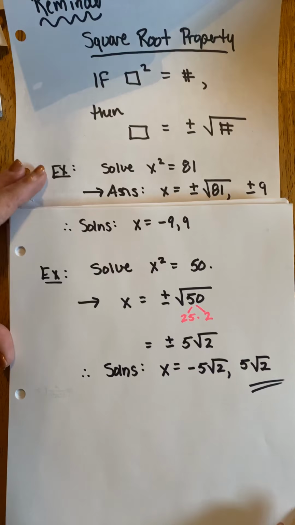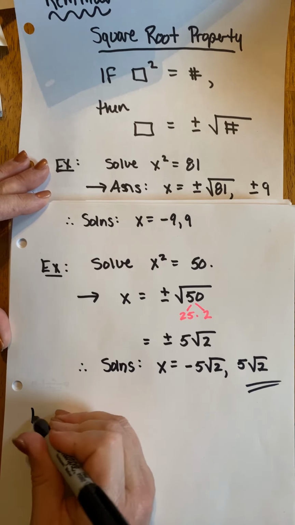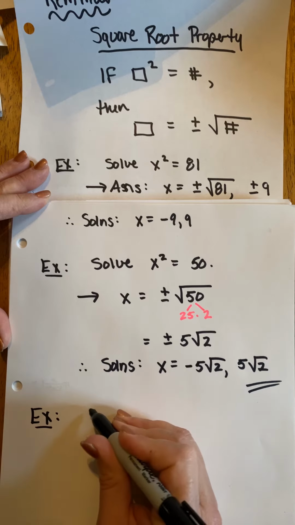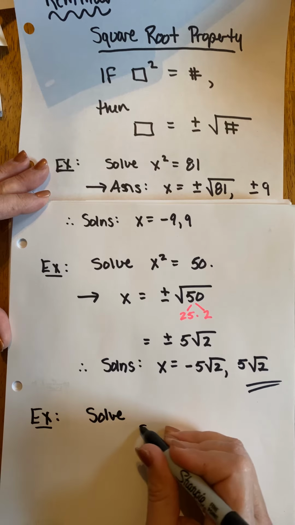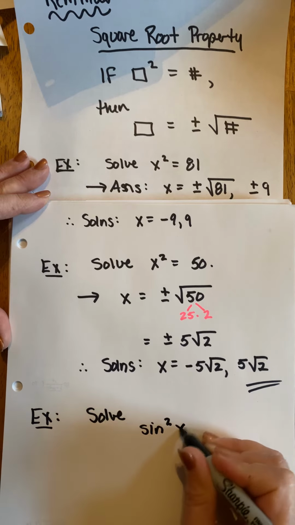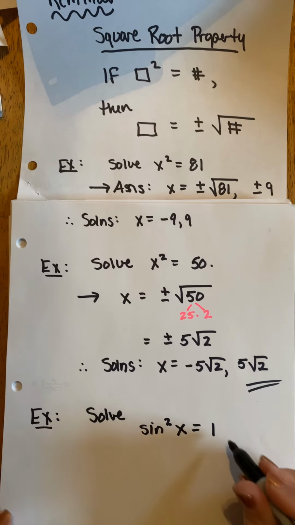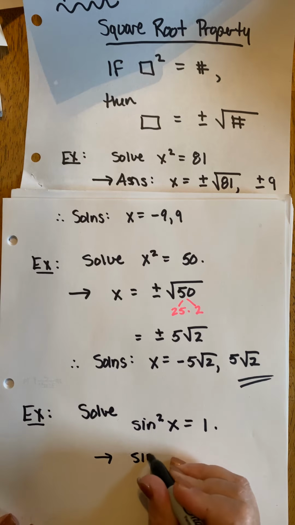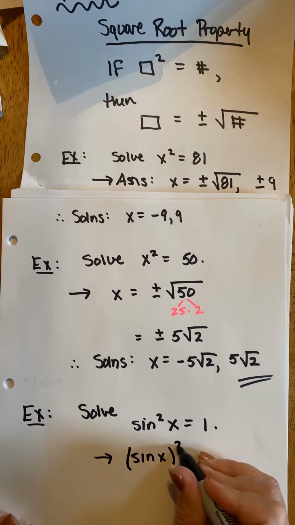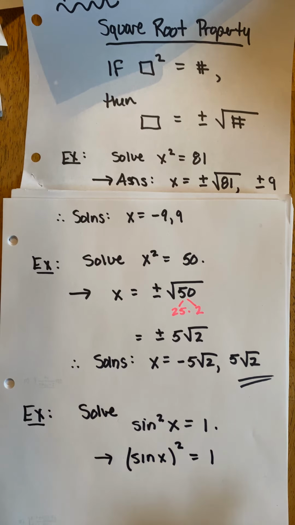So how is that going to help us in this section? Well, in this section, we're going to be asked to solve things like this. Solve, and it gets quite more complicated. Sine squared of x equals 1. Okay, so think of this as the sine of x, squared, equals 1.